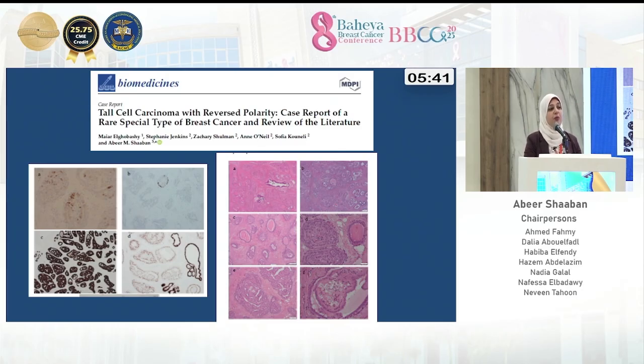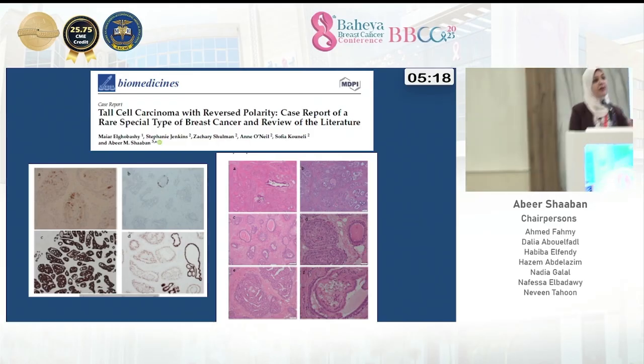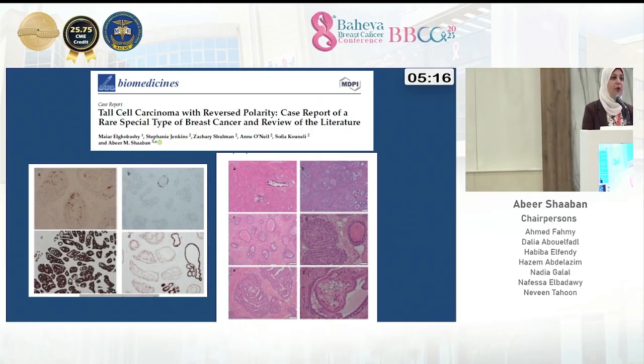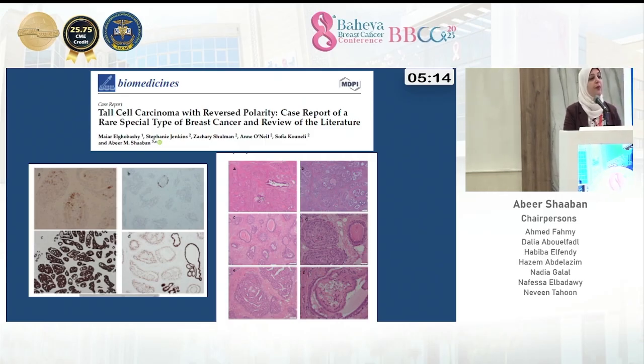It's usually a triple negative breast cancer. The papillary architecture may not be that obvious. Classically, it looks like papillary carcinoma of the thyroid, and we need to exclude metastasis from there. And as you see, it can have some colloidal material there. The name is derived from that reverse polarity. So the nuclei are arranged opposite to the basement membrane compared with at the basement membrane.